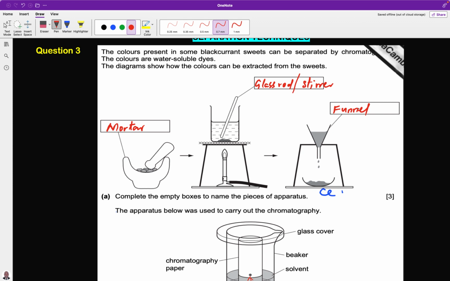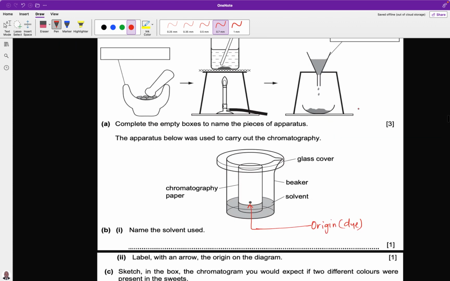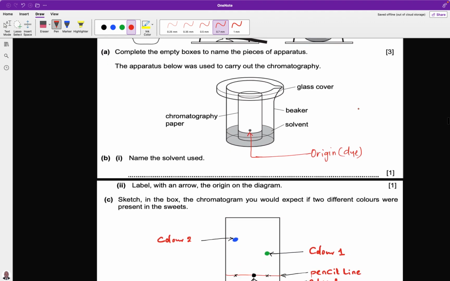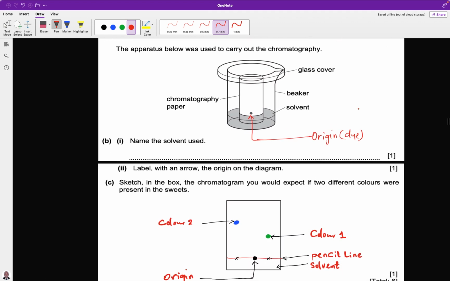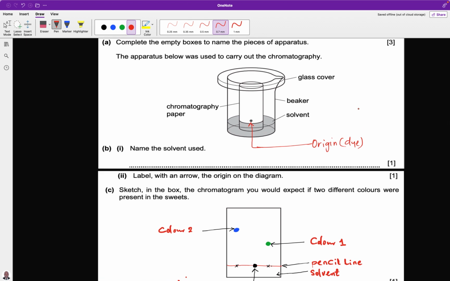The apparatus below was used to carry out the chromatography. This is the apparatus for the chromatography. It is in a glass beaker, and you have the solvent there. You have the paper there. There is a dot there, which is the dye. That is the chromatography paper. And there is a lid, or what we call the glass cover.